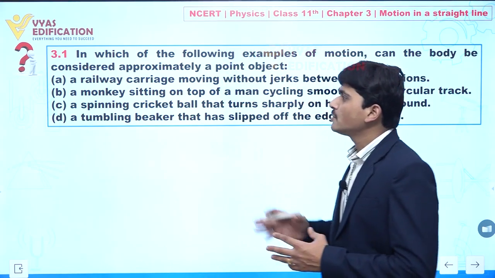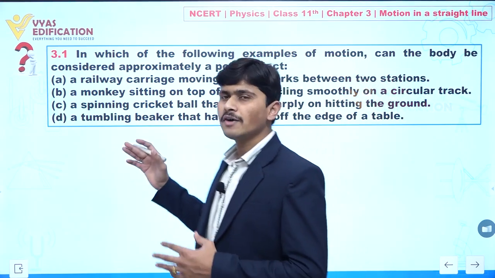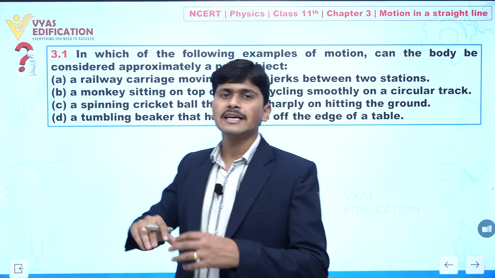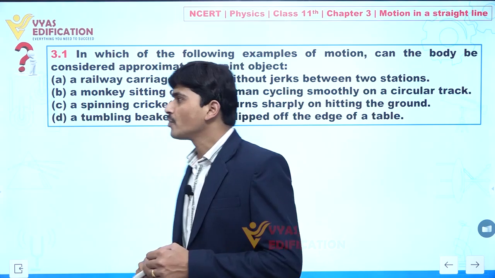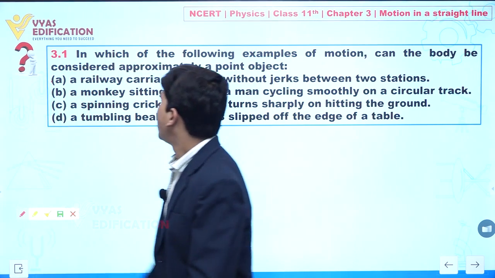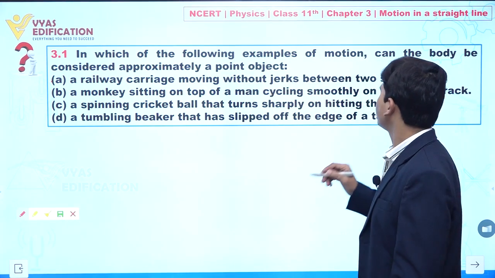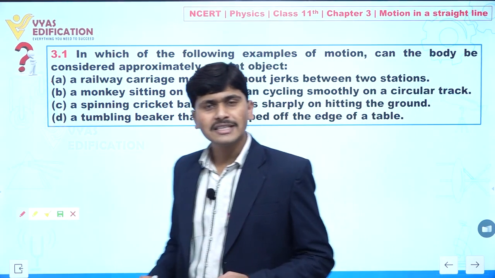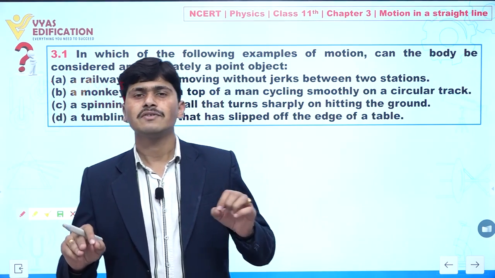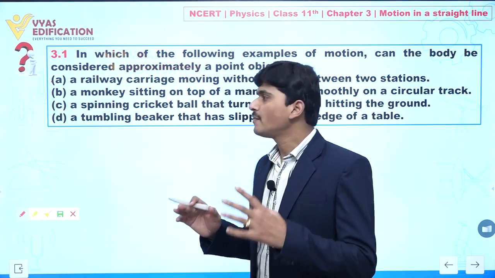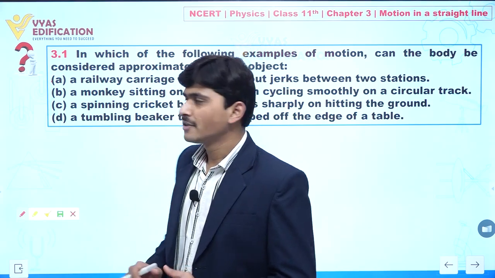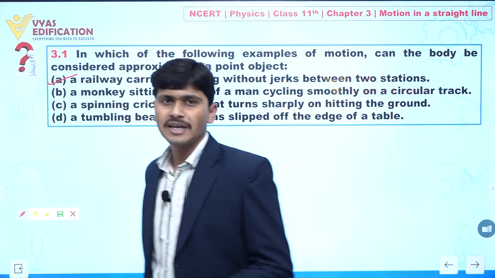Now, here four situations are given to you. We have to choose which one is correct, in which situation we can take the object as a point object. Clear? So, in the first situation, a railway carriage moving without jerks between two stations. Clearly we can see that the distance covered between two stations will be very large compared to the size of a railway carriage. It means we can treat the railway carriage as a point object. Clear? It means this situation is correct.